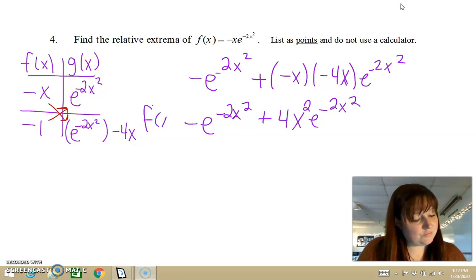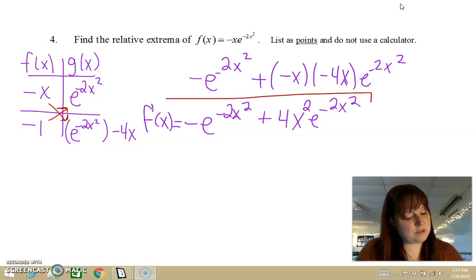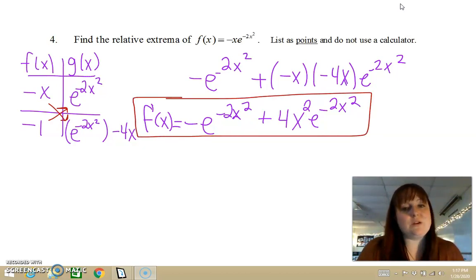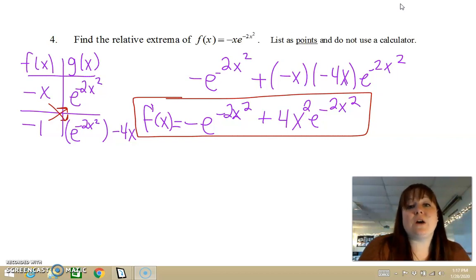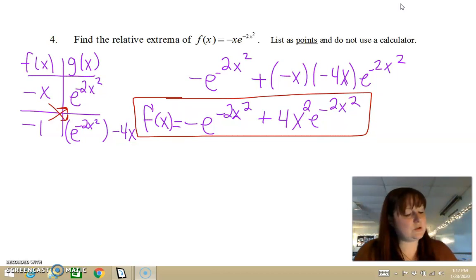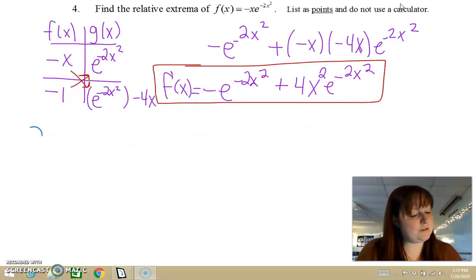I'm halfway through. That's f prime of x. So, I'm going to go ahead and make that a little bit more apparent. Okay, that's my derivative. Now I have to figure out what the relative extrema are. So remember, relative extrema happen when the derivative is equal to 0. So I'm going to set this derivative equal to 0, and you're going to say, but Mrs. Vardy, I don't know how to do that. I have no idea how to solve this for 0.